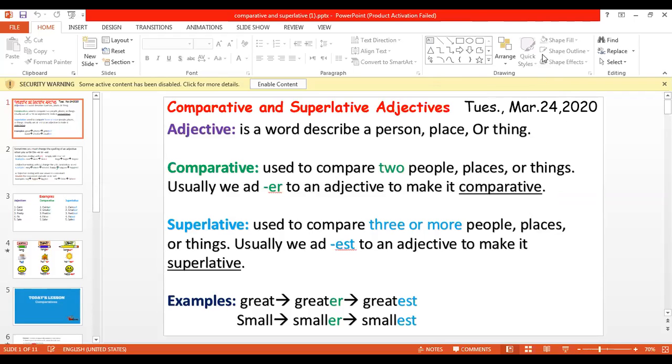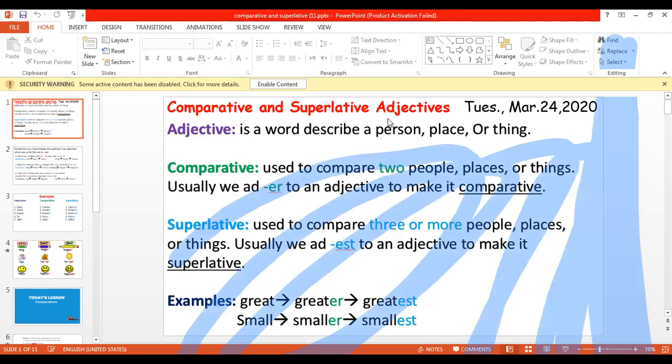So a comparative adjective is an adjective used to compare two people, places, or things. What do we use at the end of the comparative adjective? We use ER. I said the door is bigger than the window. Sidra is taller than Sarah. The desert is hotter than the forest, for example. And the key word is than.